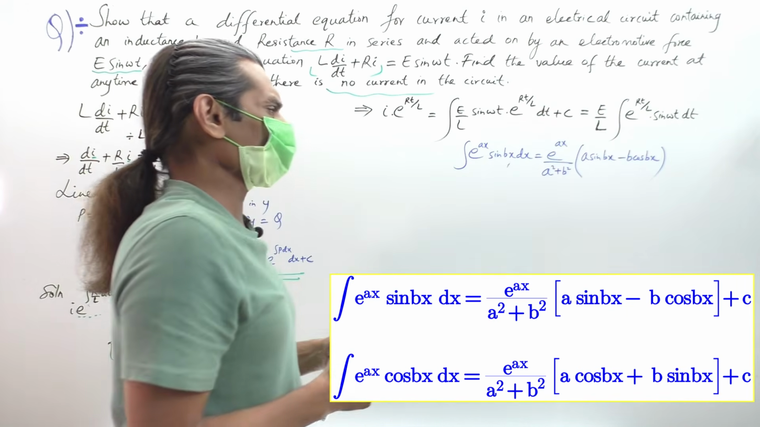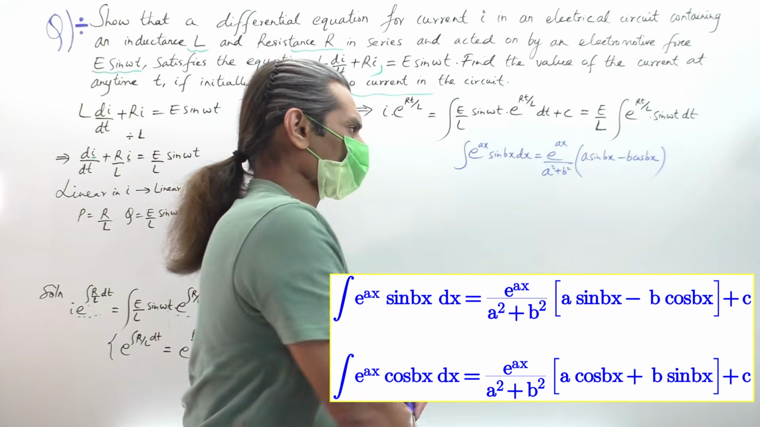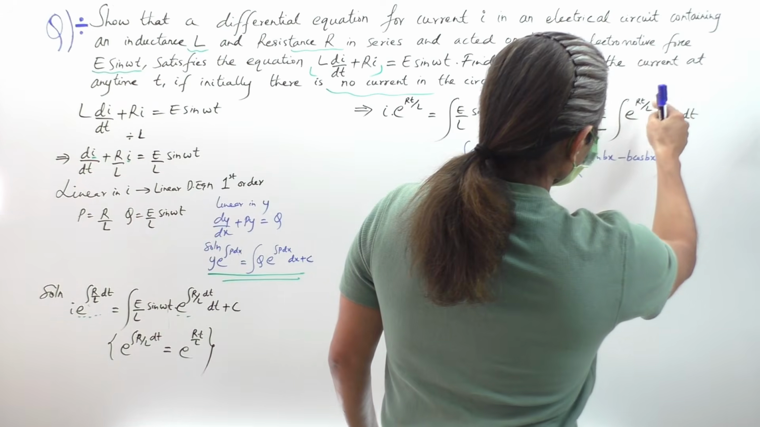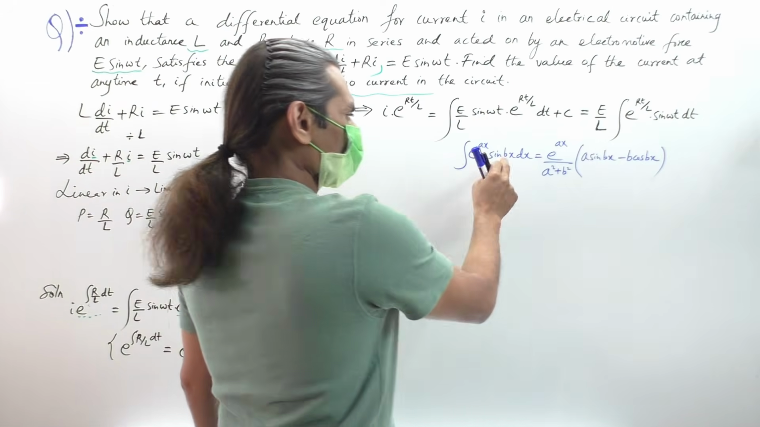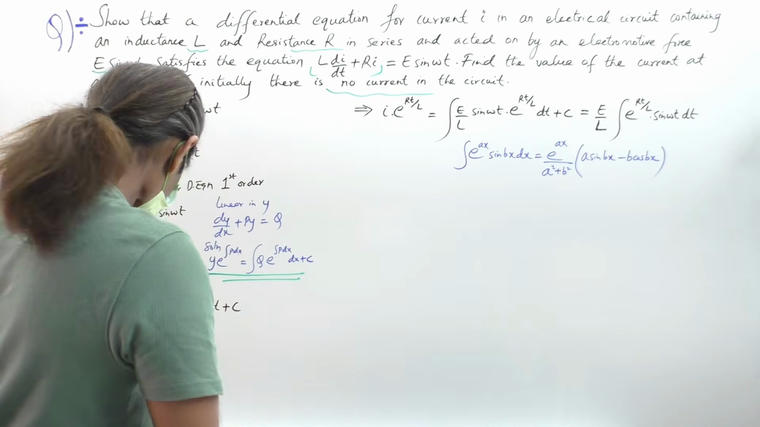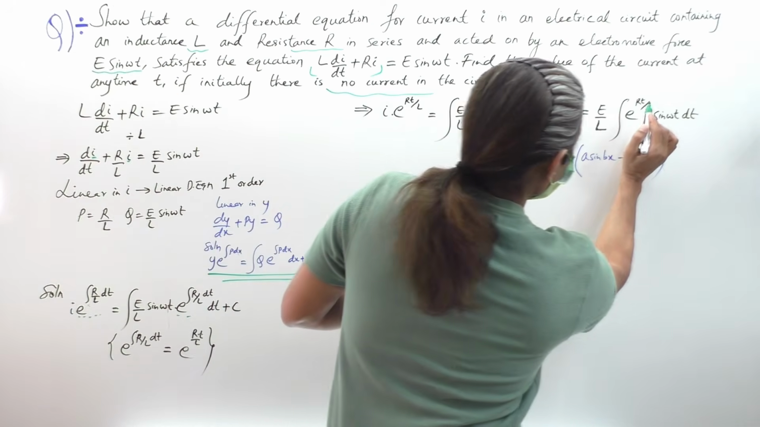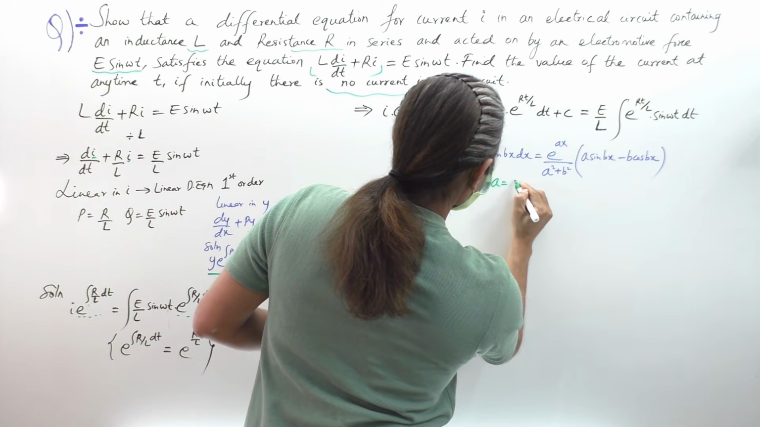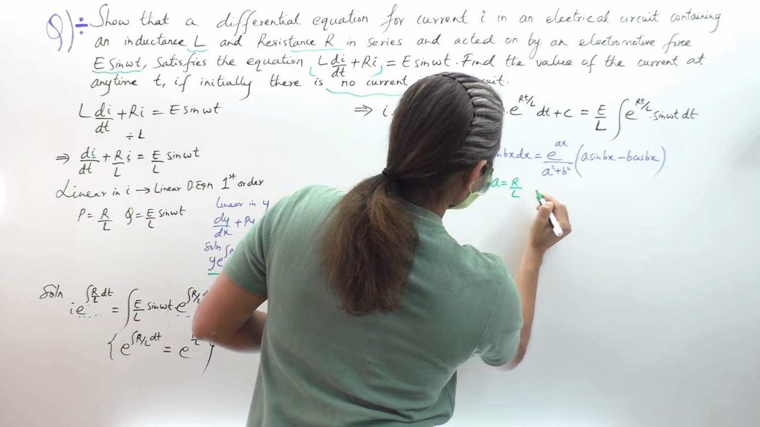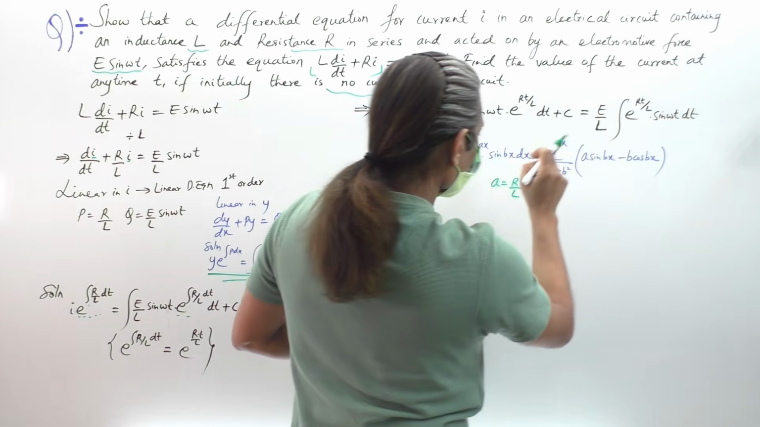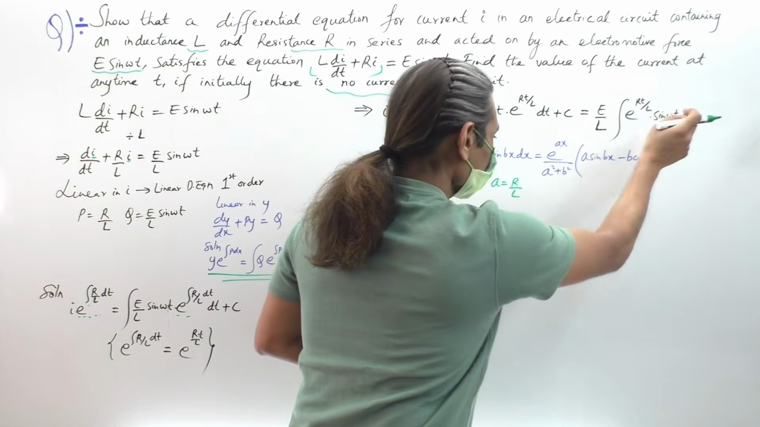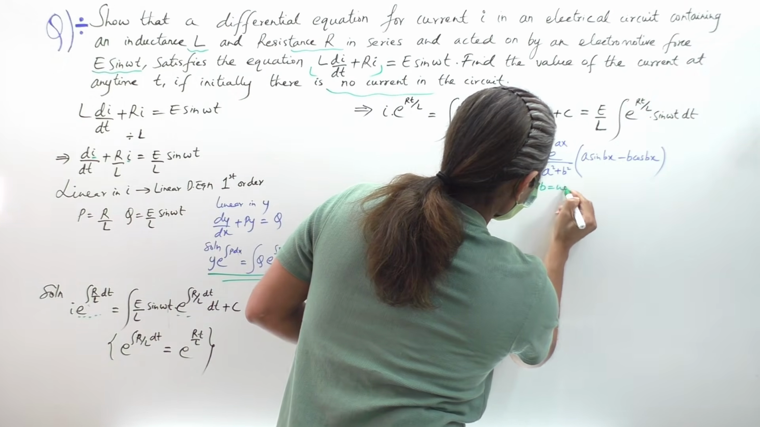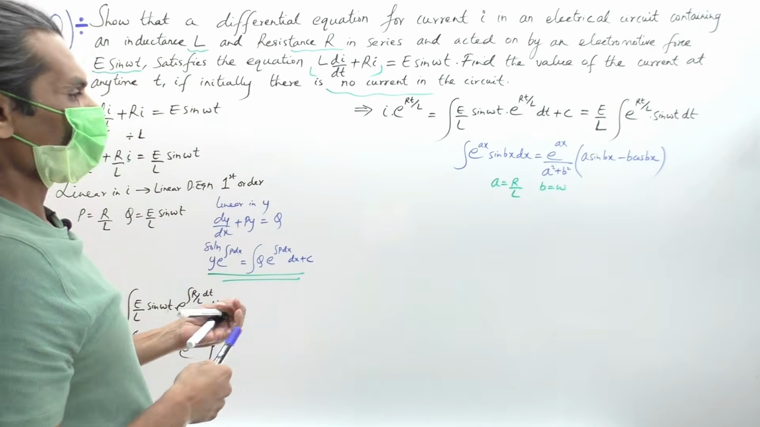So wherever you have the two formulas, one is e raised to ax sine bx, another is e raised to ax cos bx. Here, since there is e raised to rt by L into sine omega t dt, we are using this formula. Compare here: x is t. So a equals r by L, and in sine bx, x is t, the variable, and b is nothing but omega. So if you put it here, what do we get?